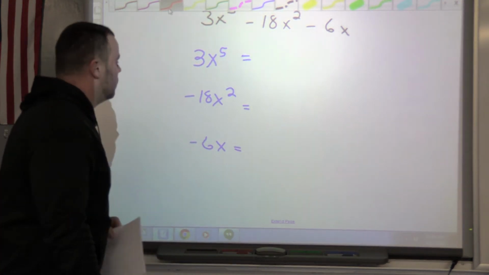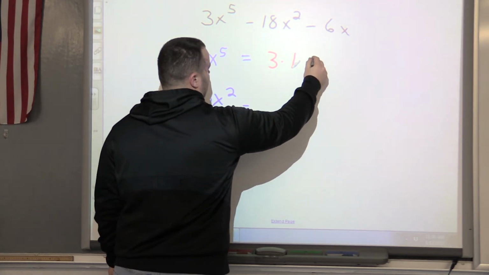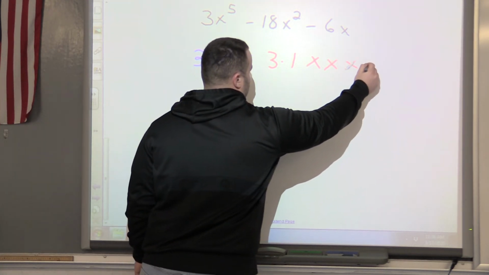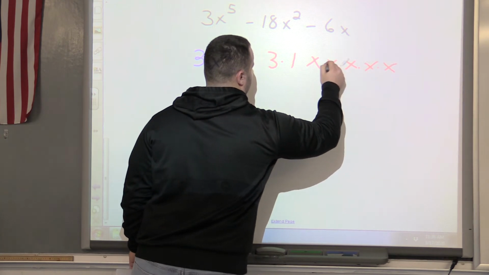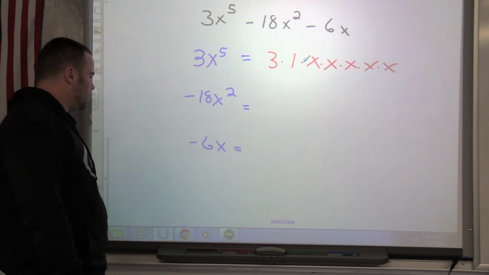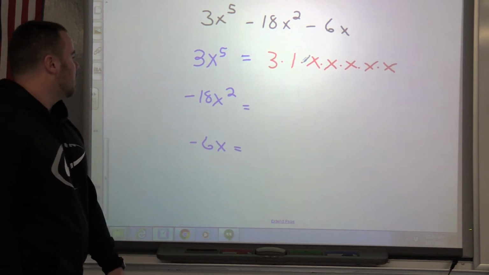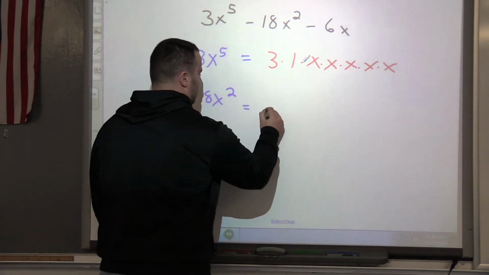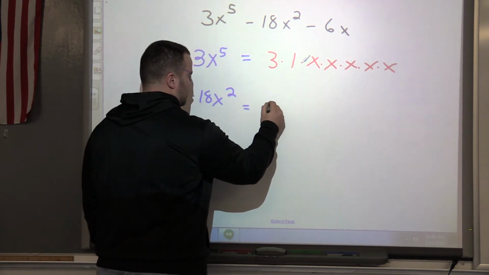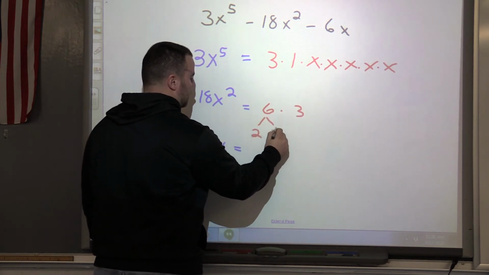3x to the 5th, 3 is already prime, so that just turns into 3 times 1 times x, x, x, x, x, right? 5 of them. Okay? Broken down into its parts. Next, 18x squared. I can get 18 by doing what? 3 times 6. So 6 times 3. And this 6 breaks down into 2 times 3.